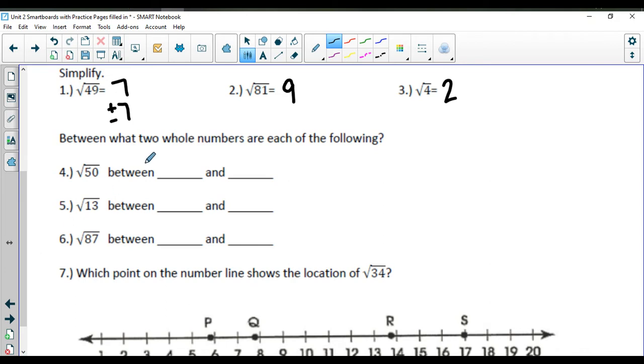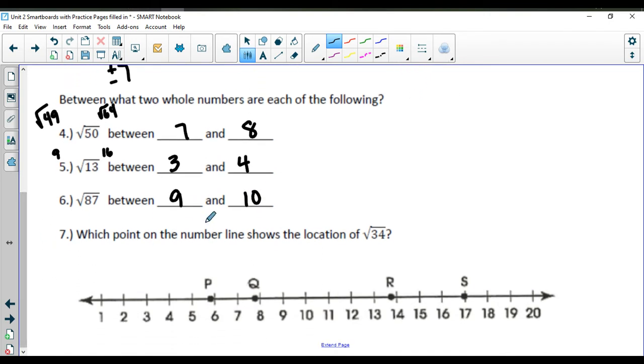So the square root of 50 is going to fall between, if you think of your perfect squares on the side, the square root of 49 and the square root of 64. So it's going to be between 7 and 8. The square root of 13 is going to fall between the square root of 9 and the square root of 16. So it's somewhere between 3 and 4. The square root of 87 is going to fall between the square root of 81 and 100. So it's going to be between 9 and 10.